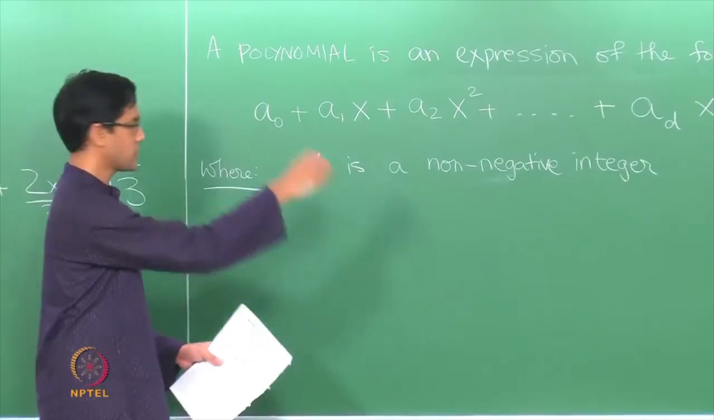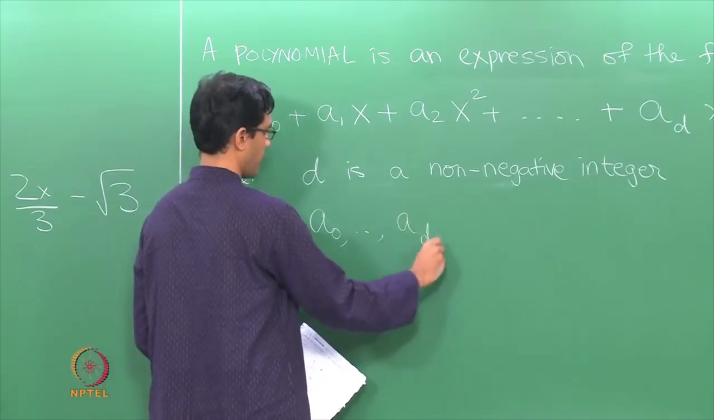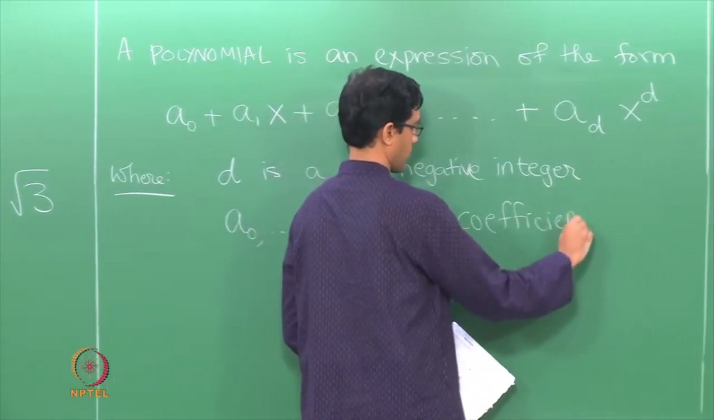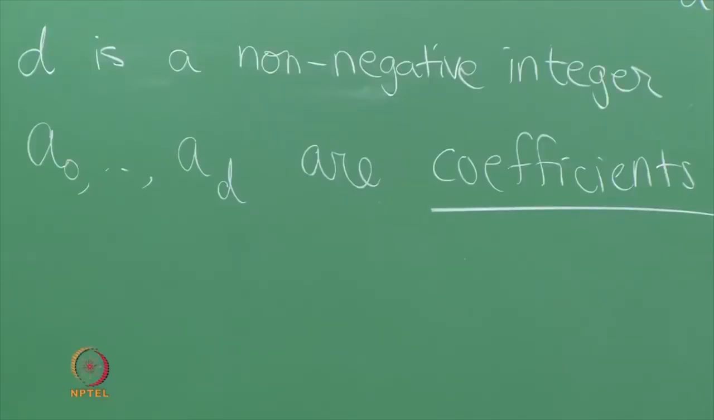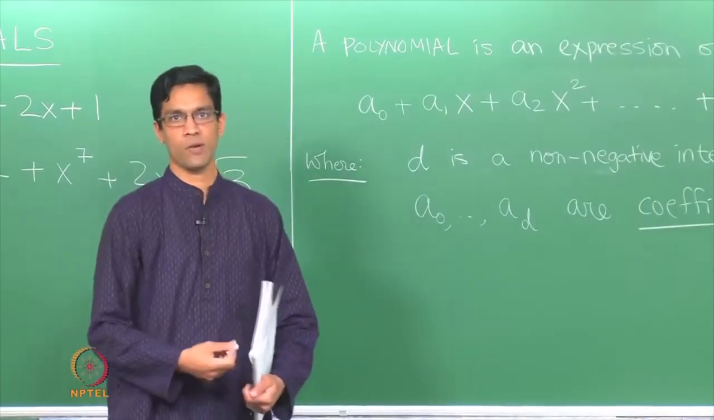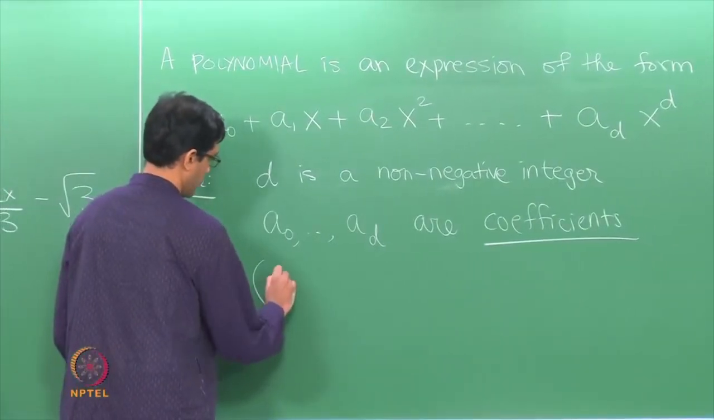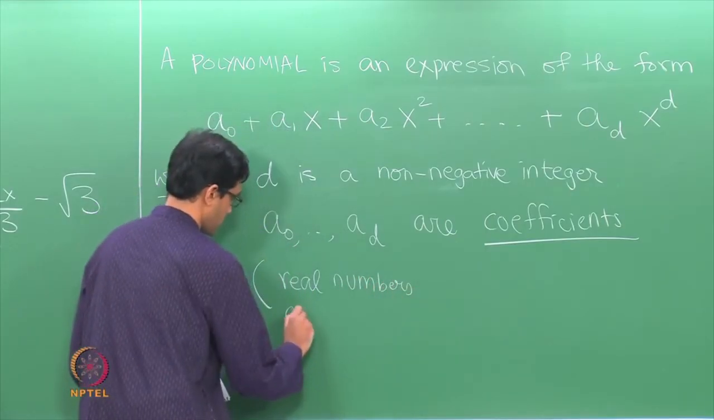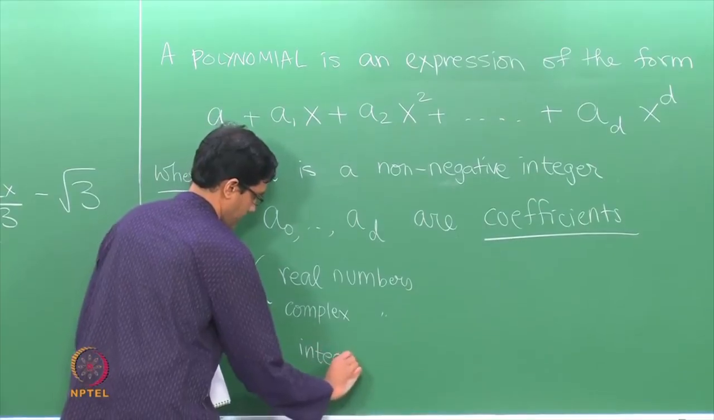And what are these ai's? So a0, a1, a2 till ad are what are called the coefficients, and they can be numbers of various kinds. For instance, we can have coefficients which are real numbers, complex numbers, integers and so on. So you could have various restrictions on what kinds of coefficients are allowed.